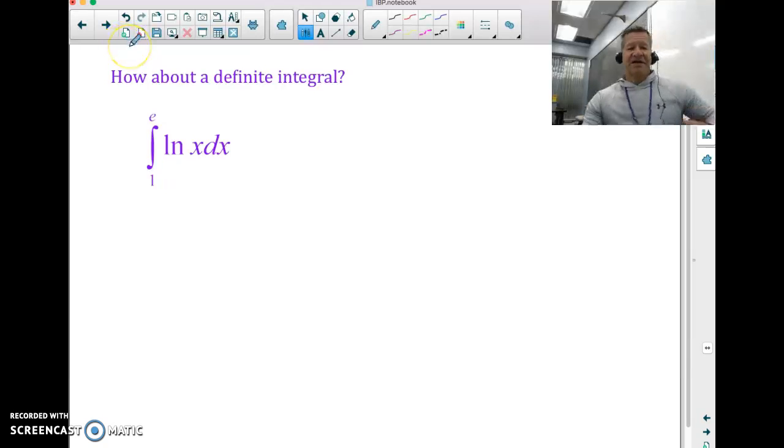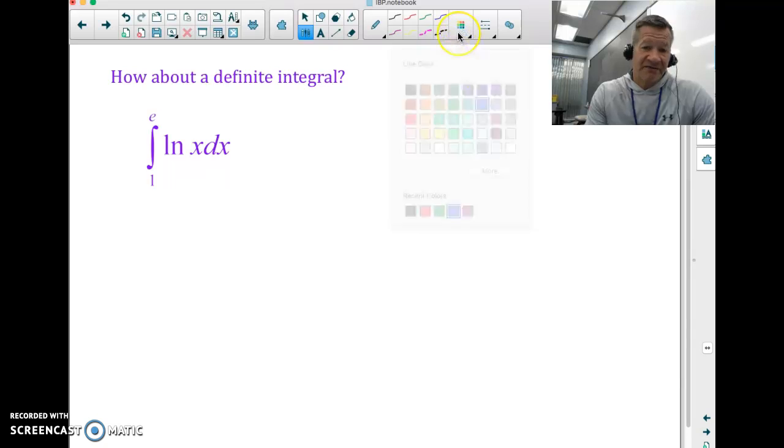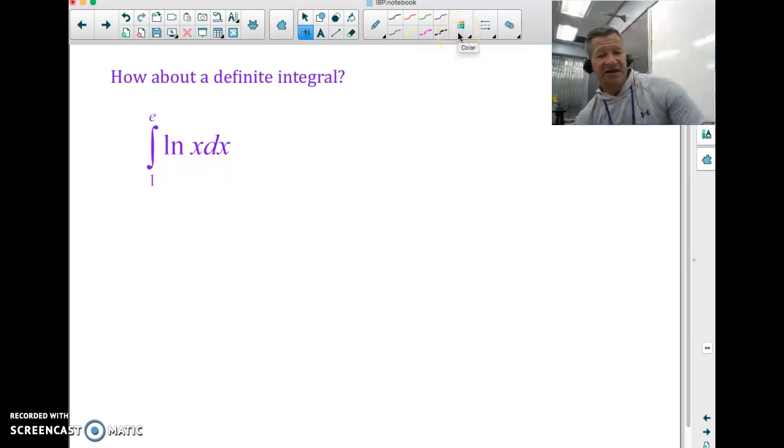Okay, and the last example here, what if I have a definite integral? Well, with a definite integral, you find the value of the integral and then you plug in the limits, right? Now this one, we don't know the antiderivative of natural log. We know the derivative of it. We don't know the antiderivative of it. So be careful with that. A lot of people say, hey, that's just 1 over x. No, 1 over x is the derivative, not the antiderivative.